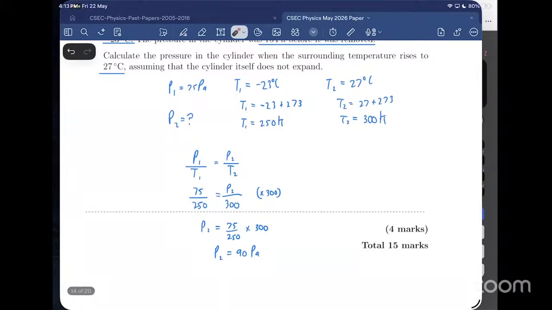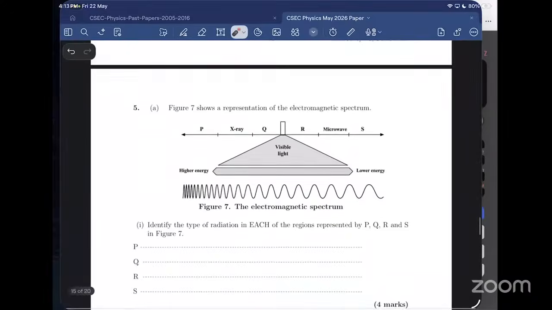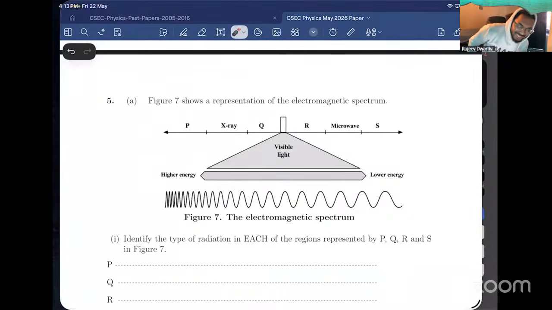So I'm glad. You see this? Really easy, it's an exam.